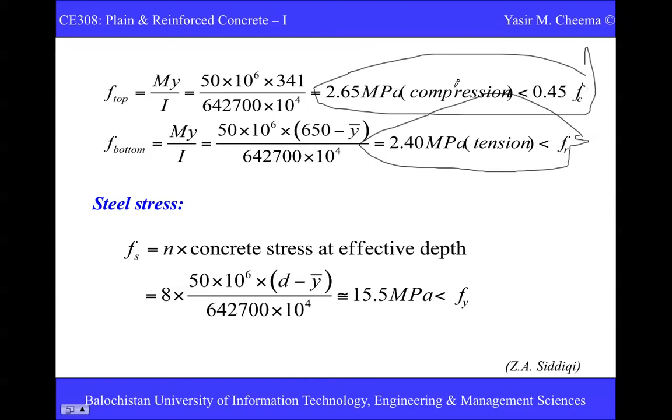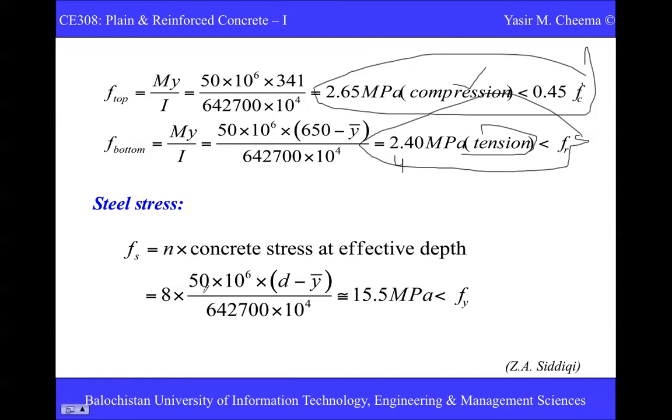But here it proves that this section is in compression, and as it is again less than the modulus of rupture, it shows that there is still tension. Let's say this comes to be like 4.20, so it would definitely be more than the modulus of rupture, that is 3.5 megapascal. So this section should be cracked. I repeat, if the bottom stress comes to be more than the modulus of rupture, it means it's cracked.